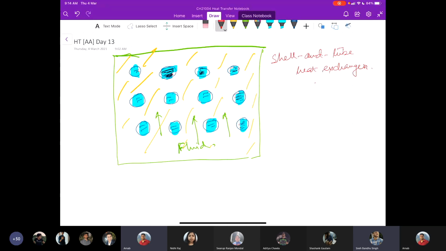So, sir, there is a partition between the both the fluids. Right. So this is a simplified version.